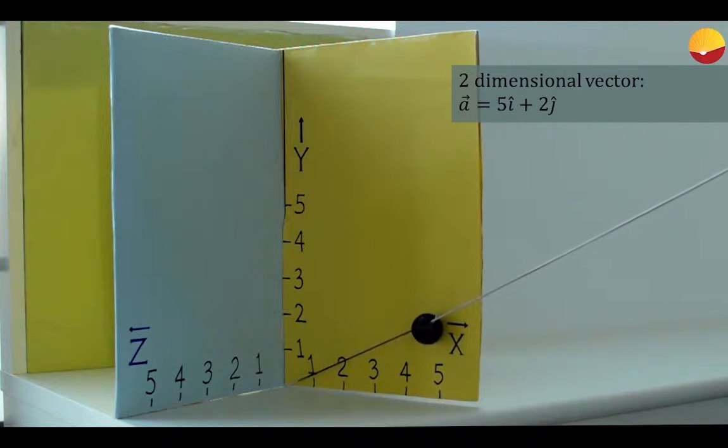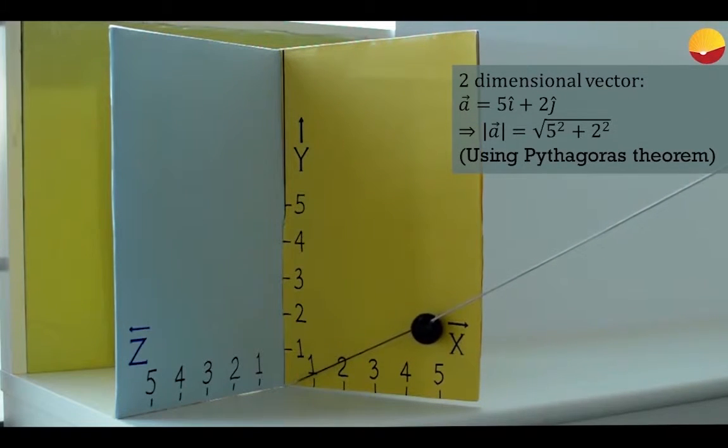Now if I wanted to find the magnitude of this vector, I will say that the magnitude is equal to its length, and this length can be easily found using the Pythagoras theorem. This magnitude will now be equal to under root of 5 square plus 2 square.